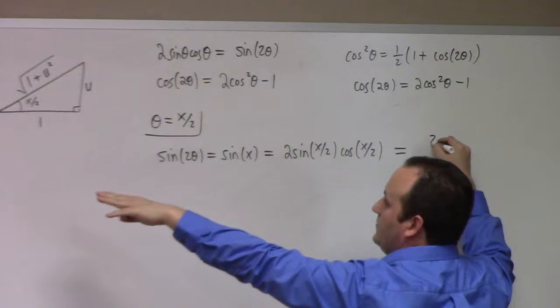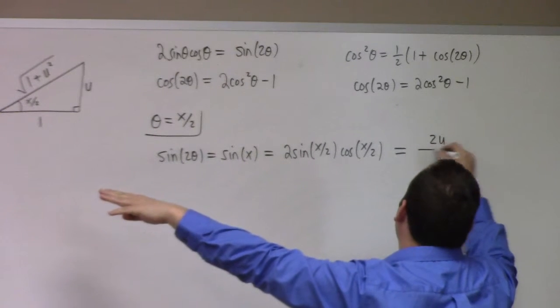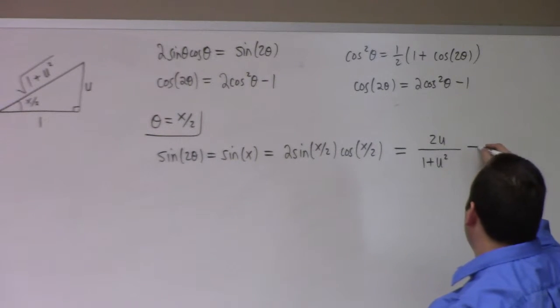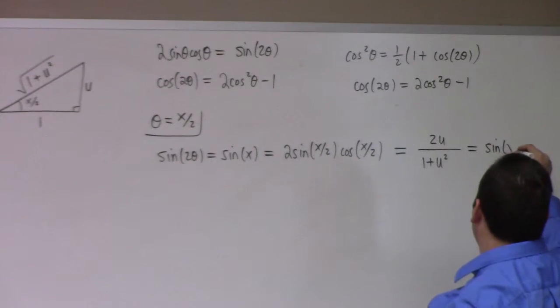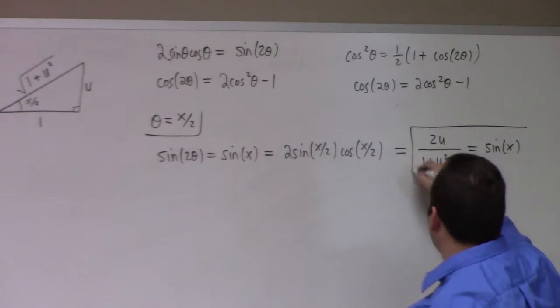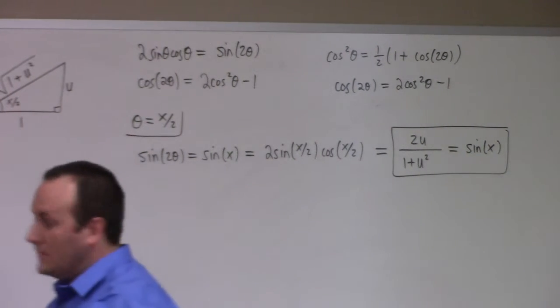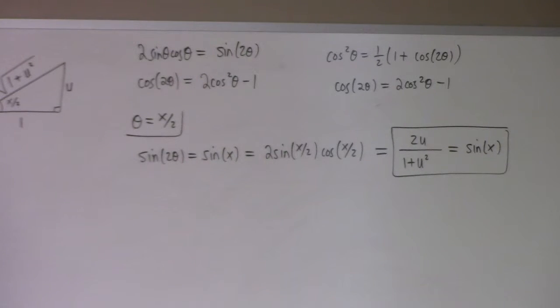It's 2u over 1 plus u squared. So there's one of our important fundamental identities for the Weierstrass substitution. We can replace sine x by 2u over 1 plus u squared if we make this fundamental u equals tangent x over 2 substitution. What about cosine x?